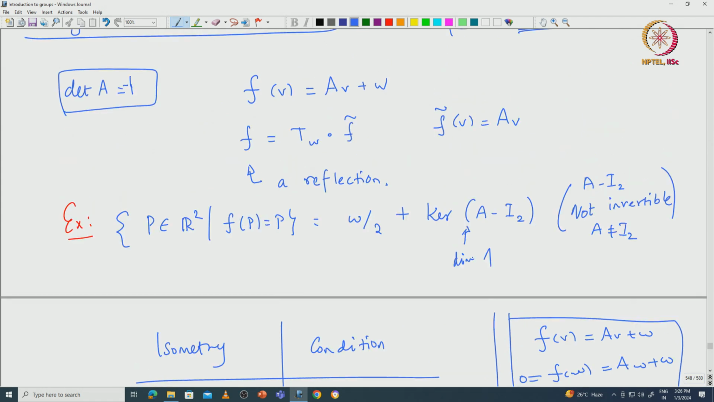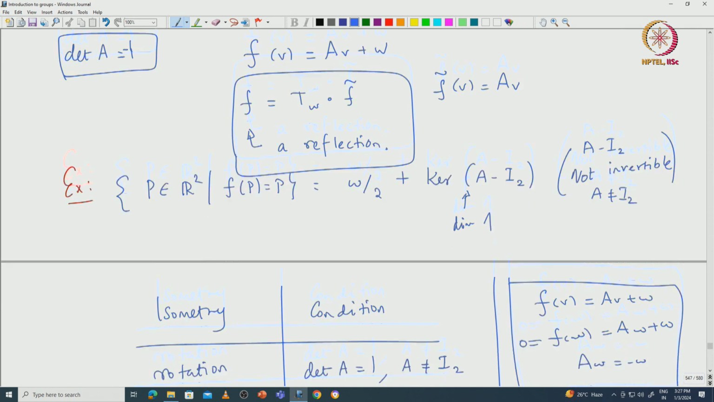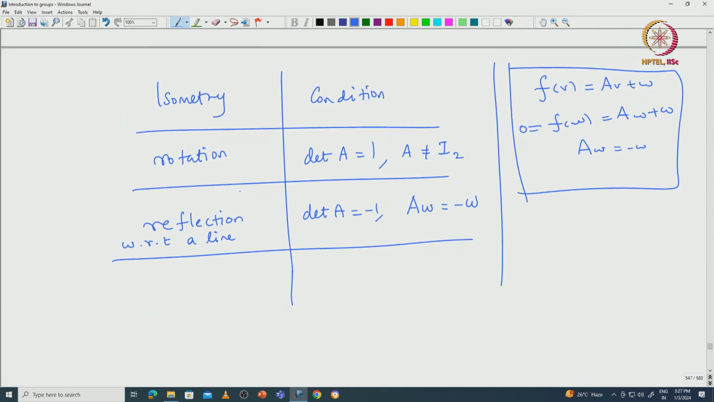I guess that is what I told here, but you need to be a bit careful. Maybe you can actually think about it. In this case you get a reflection with respect to just a line. So, when this condition is not satisfied, when the determinant of A is minus 1, but AW is not minus W, then what you get is actually a glide reflection.